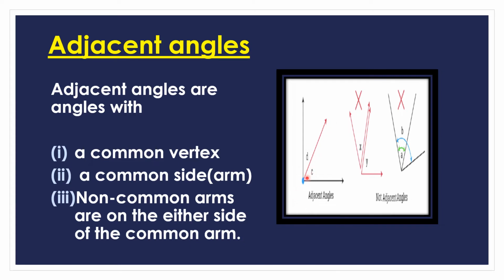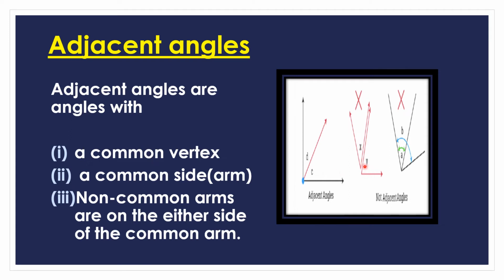For example, if you look at this figure, and if over here the red line is the one which is common, okay, the common arm, then the other two arms are one on this side and one on that side. Okay, so these two angles are said to be adjacent angles.